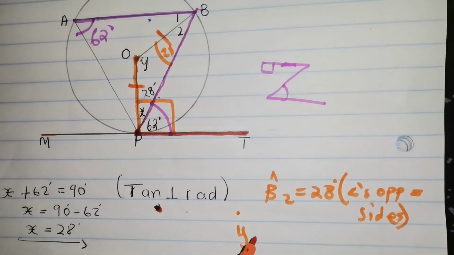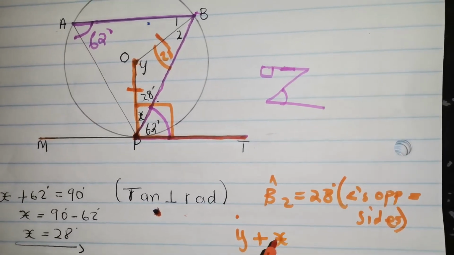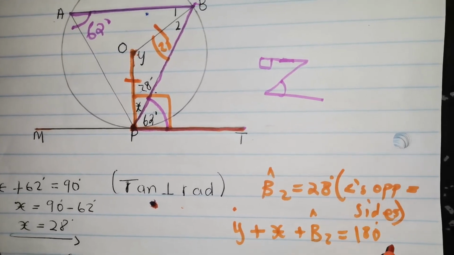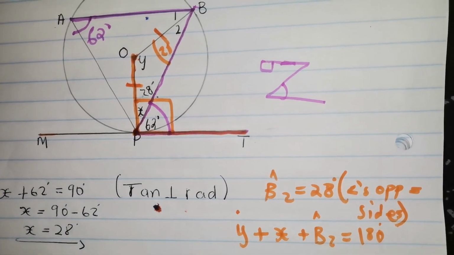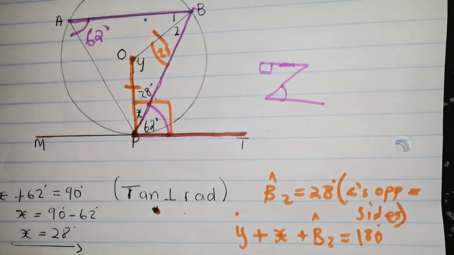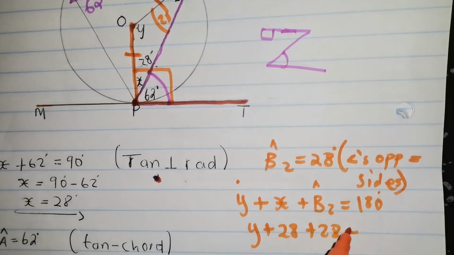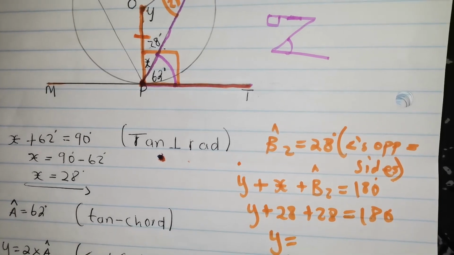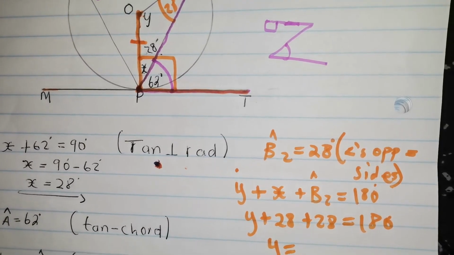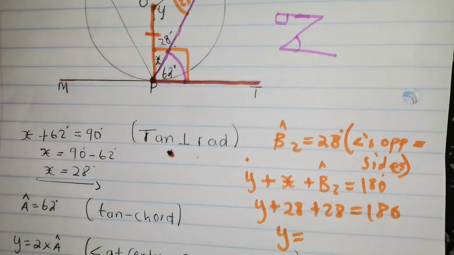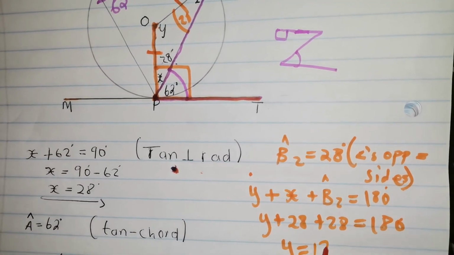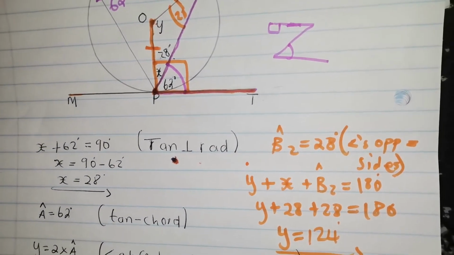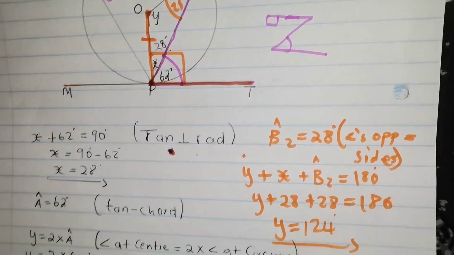Then you find y by using the angles of a triangle. y plus x plus B2 equals 180, as in the interior angles of a triangle. Then x is 28, plus 28, plus y is equal to 180. Then y is equal to 180 minus 56, since 28 plus 28 is 56. It is 124. I hope you understand what's happening here. So this is the alternative we can use to find y.